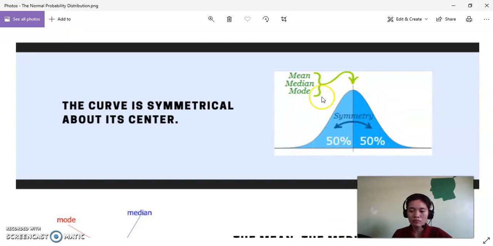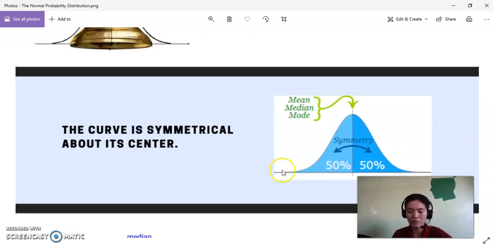Remember the total area is 100%. Since it is symmetrical, from 0 to the left side you have 50%, and from 0 to the right side you have 50%.